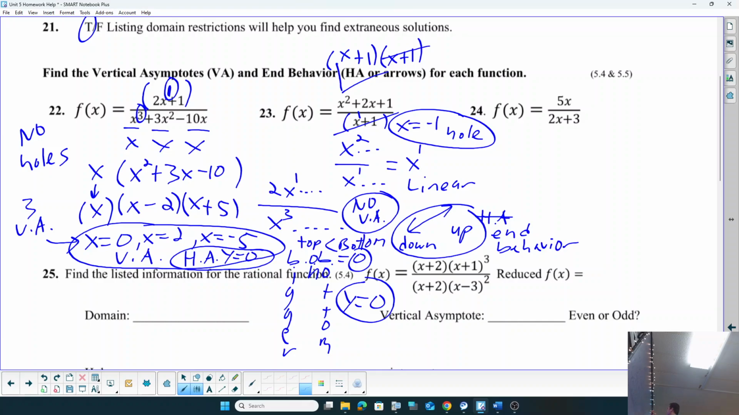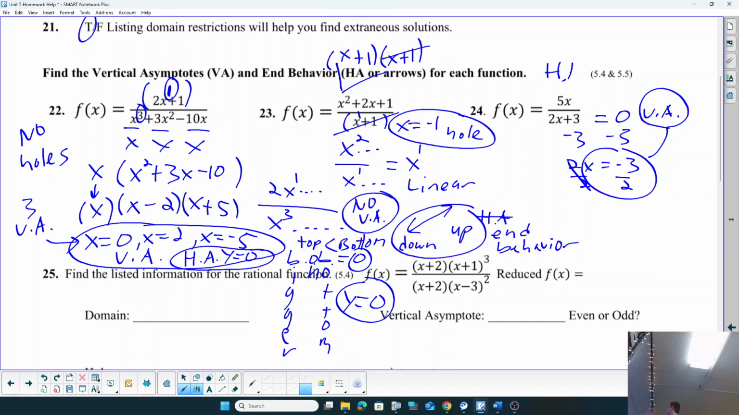Okay, last one. So nothing cancels on the top and the bottom. We set the bottom equal to 0 to find the vertical asymptote. So we minus 3 to the other side. So we get 2x equals negative 3, and then we divide by 2. And so we get x equals negative 3 halves is the vertical asymptote.